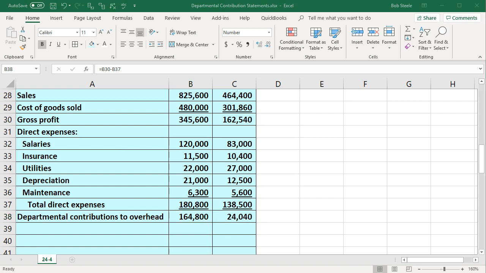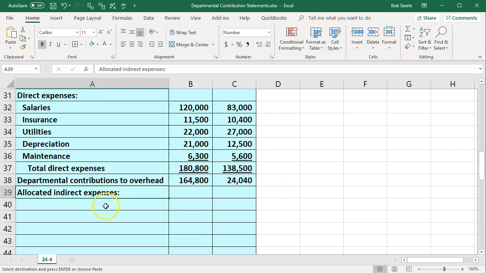So now we're going to do the allocation of the indirect expenses, basically the overhead expenses, the indirect expenses that we're going to have to use some type of allocation base for. So these are the ones we cannot apply directly to the department. We're going to have to use some kind of method to allocate them between departments. We're going to use some type of allocation base to do so. So this is going to be the allocated indirect expenses, and we're going to start off with the salaries.